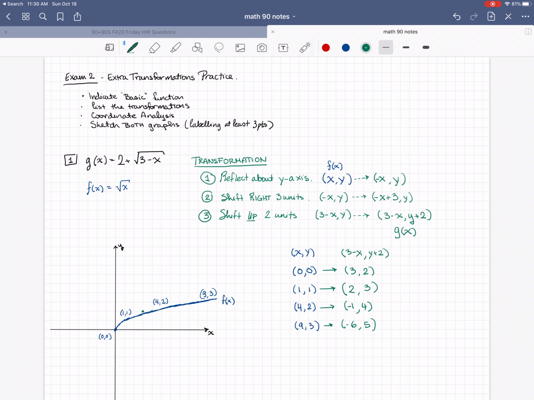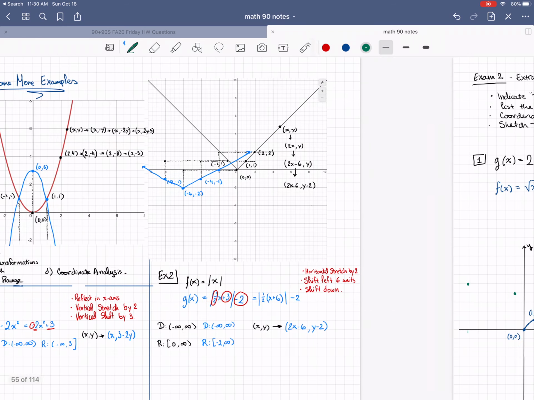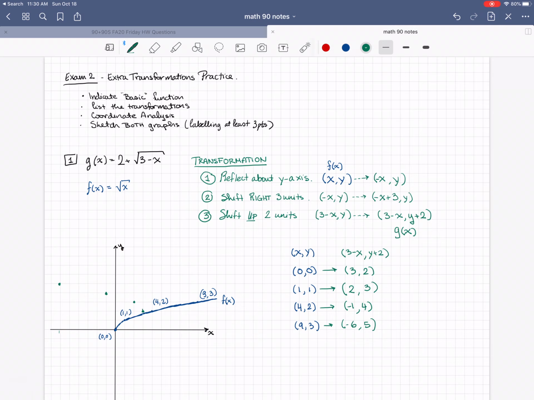There is 3, 2. 2, 3 is the next one. Negative 1, 4 is the next one. And finally, negative 6, 5. That's up here. Okay, so you see you have exactly the same shape.